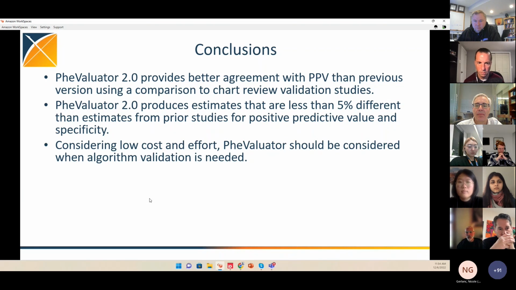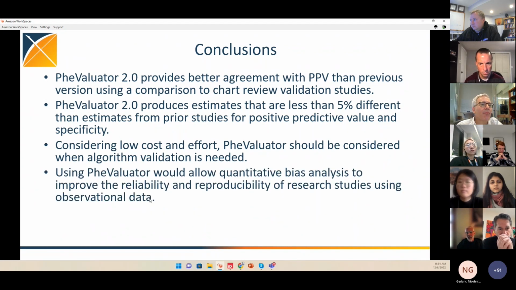We feel that considering the low cost and the effort for PheValuator, it should be considered when algorithm validation is needed for studies. And when using PheValuator, this would also allow for quantitative bias analysis, which will help to improve the reliability and reproducibility of research studies using observational data.